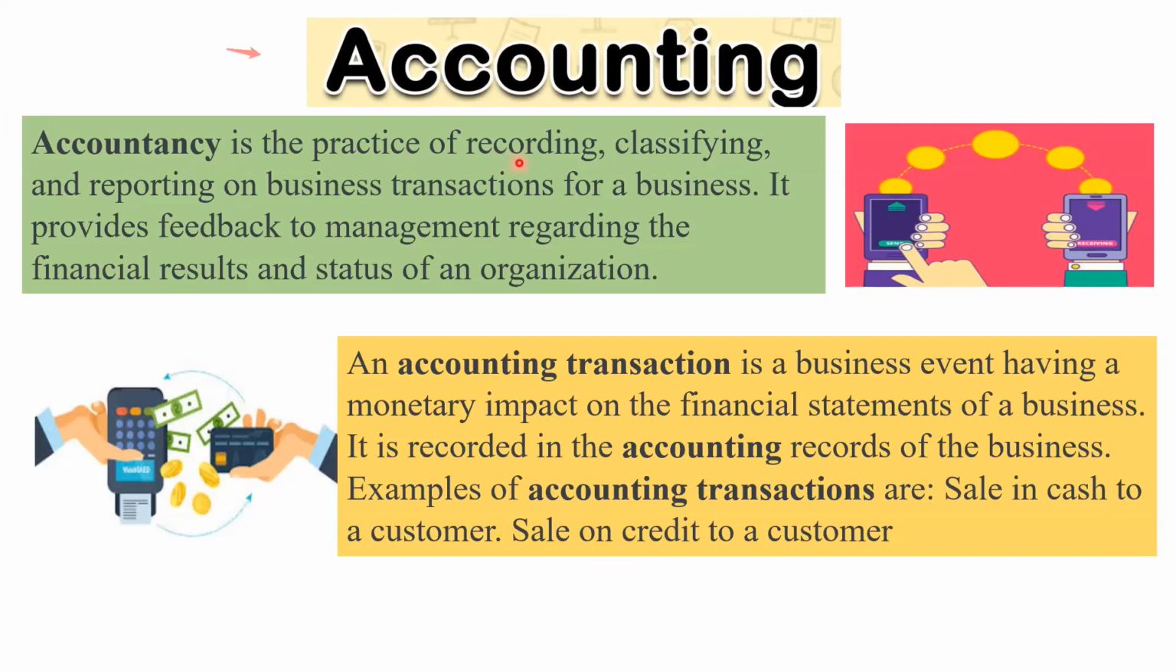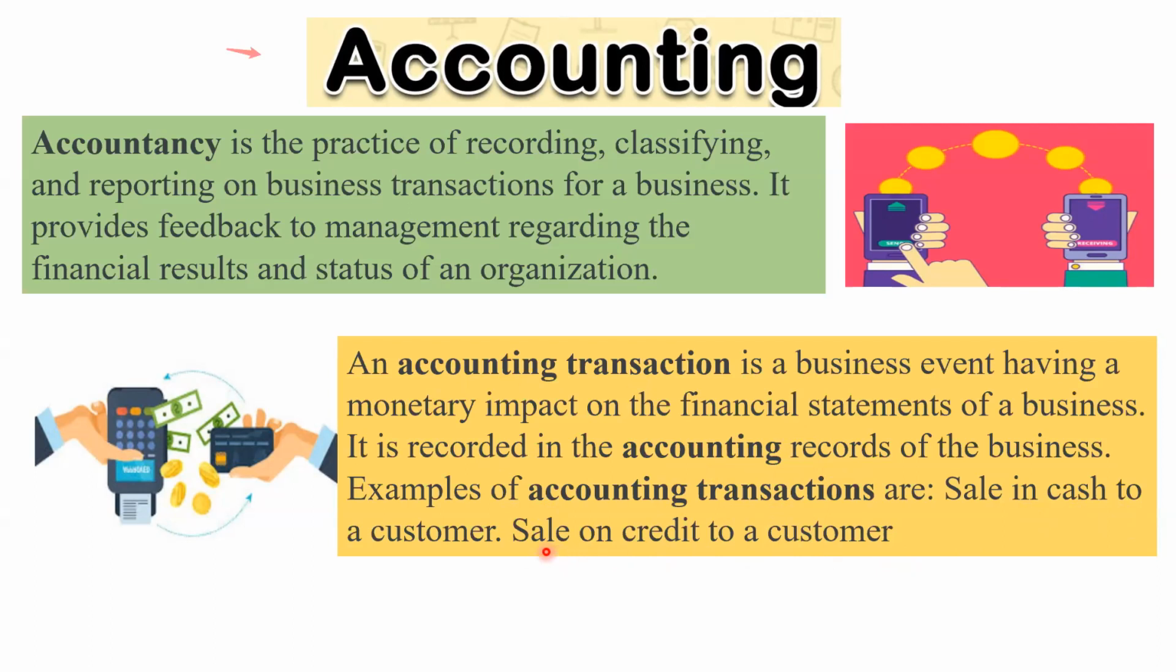Now we have learned what is accountancy. Accountancy is the practice of recording, classifying, and reporting on business transactions. What is an accounting transaction? An accounting transaction is a business event having a monetary impact on the financial statements. Where is it recorded? Accounting transactions are recorded in the accounting records. That means accounting books or books of accounts. Okay, there will be so many names. As of now, you don't worry about this. Just understand the basics. Examples of accounting transactions: sale in cash to a customer, sale on credit to a customer.